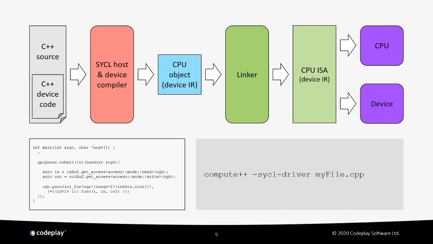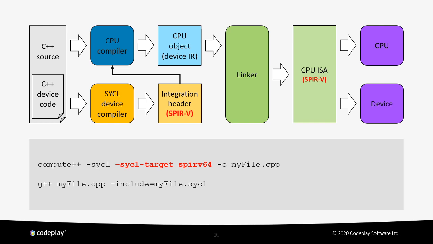The way you compile a SYCL application with this approach using Compute CPP is to simply invoke Compute++ with your source file as before, but this time with the SYCL driver option. The result of this will be an executable that contains both your application code and your SYCL kernels, which can be invoked at runtime.